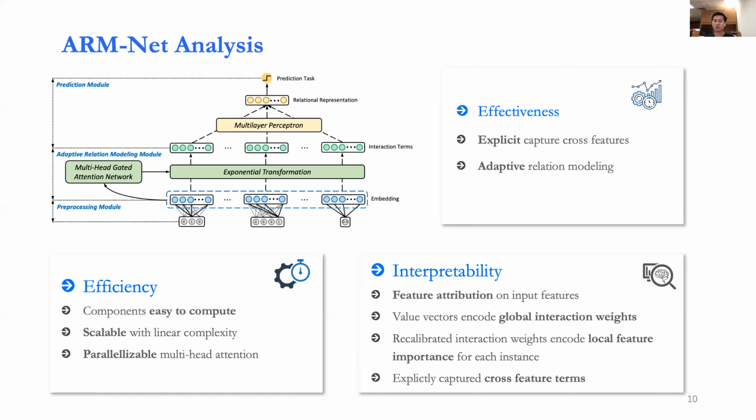And second, local interpretability. With runtime gated attention, we dynamically recalibrate interaction weights via bilinear attention alignment. So these weights encode local feature importance for each input instance dynamically. We can therefore also aggregate these runtime interaction weights to obtain local feature importance. And third, feature interaction terms. Finally, we can also have direct access to the cross-feature terms captured by exponential neurons to discover useful feature interactions.